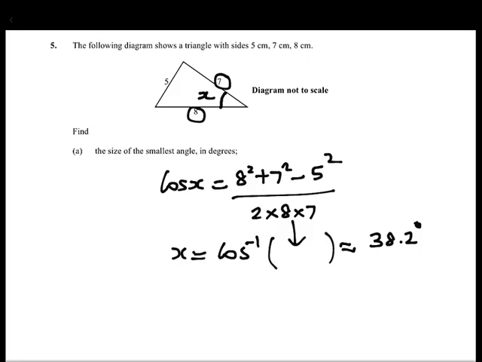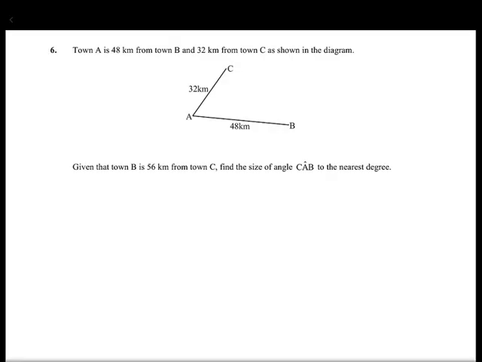Let us look at one final problem, and with that we will finish. Okay, let's look at this problem, friends. Town A is 48 kilometers from town B, and town C is 32 kilometers from town A. And given that town B is 56 kilometers from town C, that means this side is actually 56 kilometers.